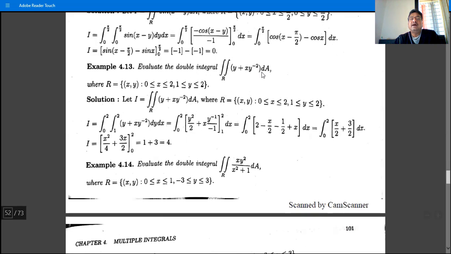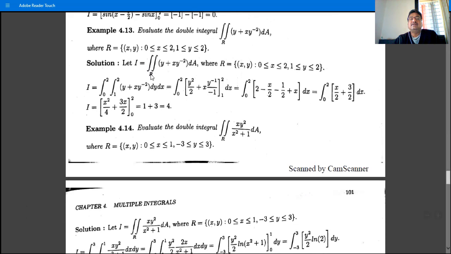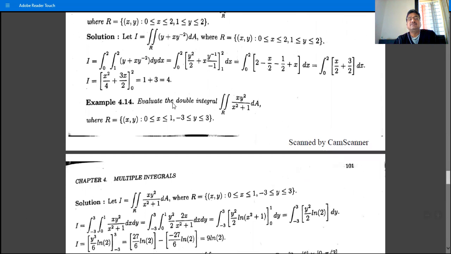Evaluate the double integral over R, where R is this. That is the double integration over R of this, which is equal to the integral 0 to 2, integral 1 to 2, of y plus x y minus y raised to minus 2, dy dx, because 1 to 2 is the limit on y, so write dy first, then dx. Then the integration with respect to y is this, and then the value at the upper limit minus the value at the lower limit and its simplification, and then the integration with respect to x is this, from 0 to 2, and the answer is 4.